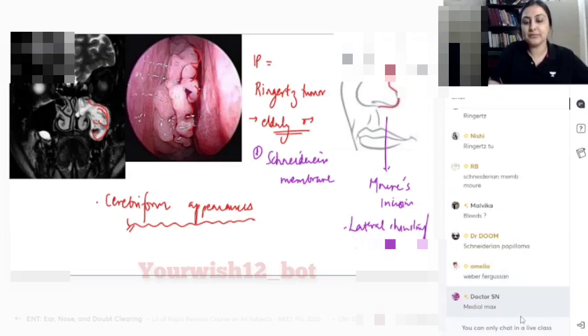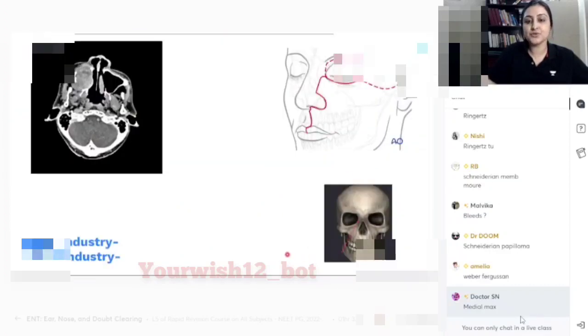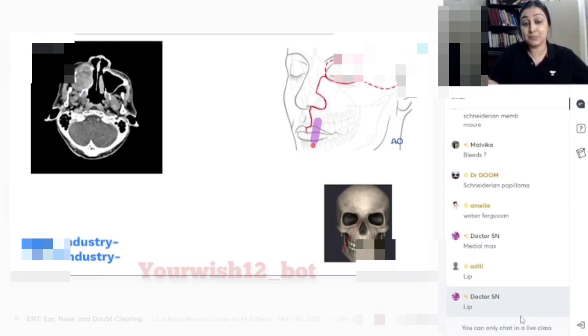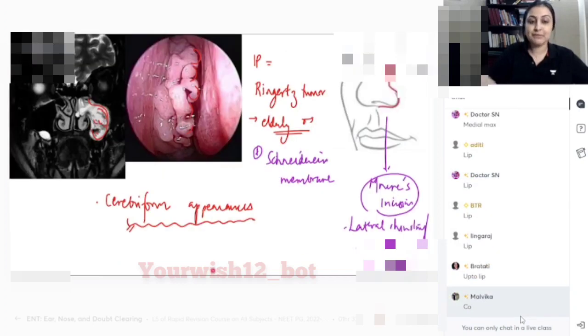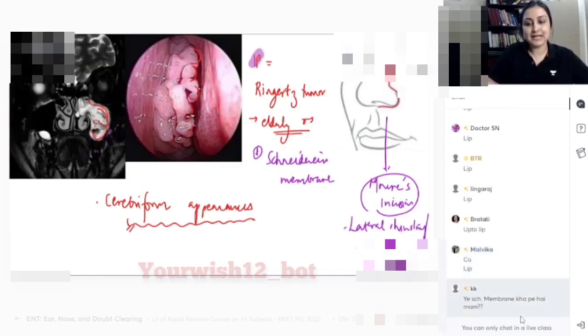So lateral rhinotomy या medial maxillectomy, दोनों के लिए we use this Moore's incision. How to not confuse it with Weber Ferguson? This will stop here, whereas Weber Ferguson will go here. It is your lip splitting incision, right? So everybody understood inverted papilloma का diagnosis?